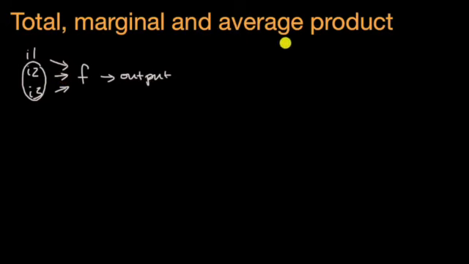So to give you a tangible example, let's say that we are running an ice cream factory, and we care about how much our ice cream production per day varies as a function of the number of people working in the factory. So let me write this down. So per day, ice cream production.